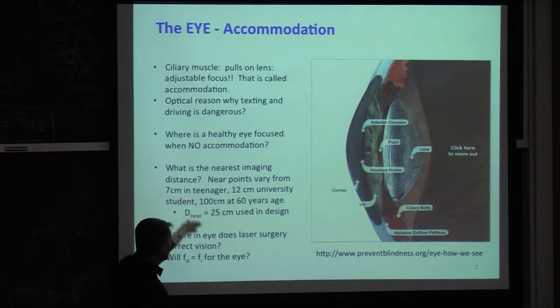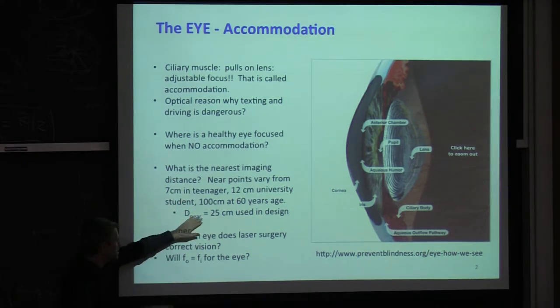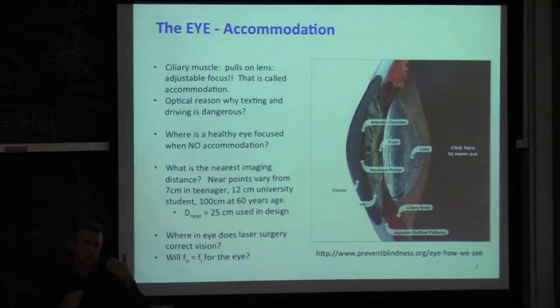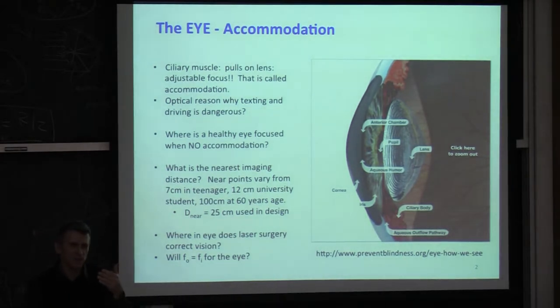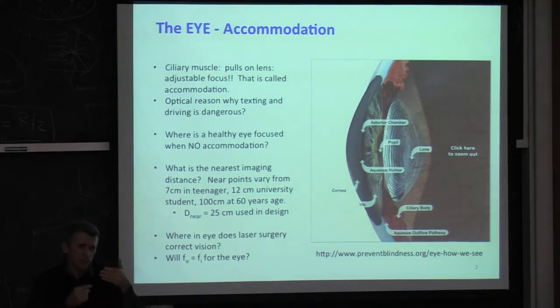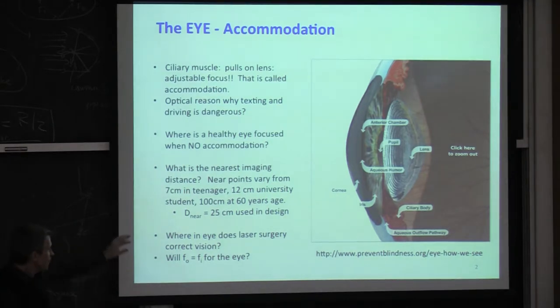So what we do is we average over age groups and say the near point is 25 centimeters. That is a good design. Let's assume people can see 25 centimeters away. On typical, so I can read 25 centimeters away only with my glasses. That's a kind of comfortable distance. Why is the near point important?